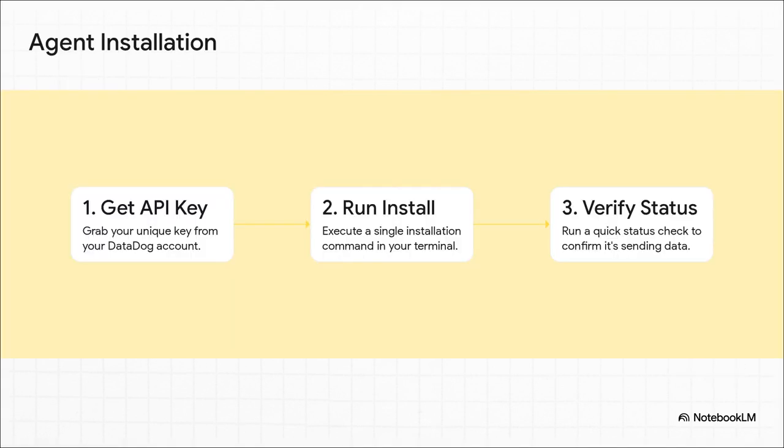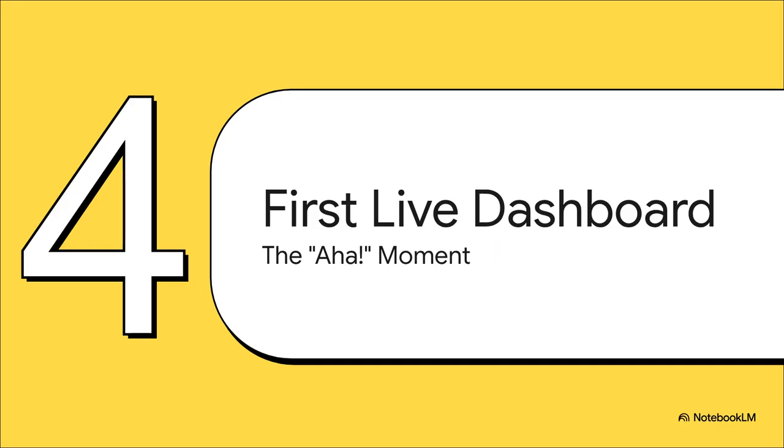And getting this thing running is, honestly, shockingly easy. It's just 3 quick steps. First, you just copy your unique API key from your DataDog account. Second, you run a single command in your terminal. That's it. One line. And third, you run a quick status check just to confirm it's sending data. Boom, you're done.